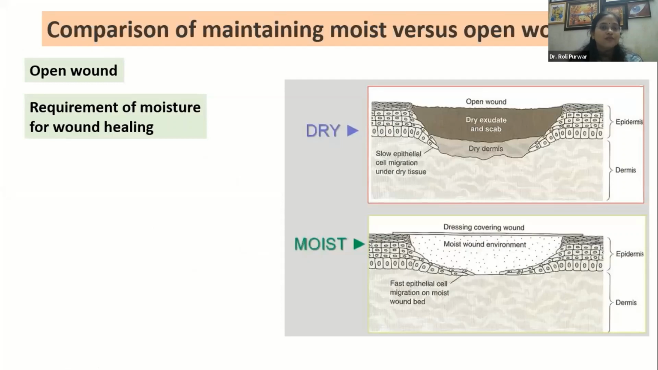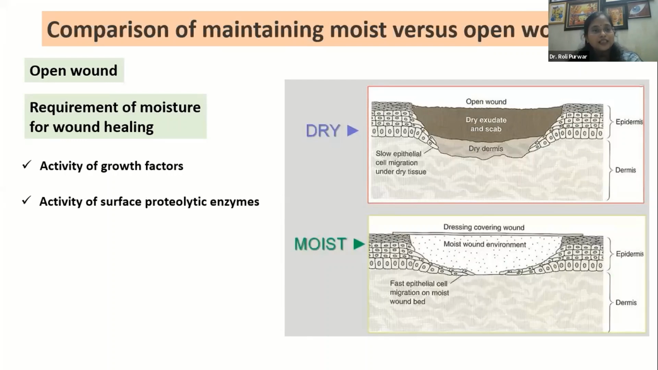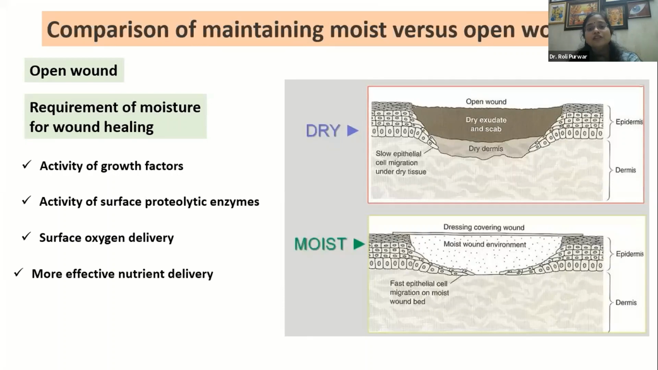There is a concept for wound healing. Initially, whenever we had a wound, we would leave it open. Then a concept came up that wound healing can be done better in a moist environment, because in a moist environment it activates the growth factors. The activity of surface proteolytic enzymes is also very fast in moist wound healing. Surface oxygen delivery is also fast, and nutrient delivery is more effective.